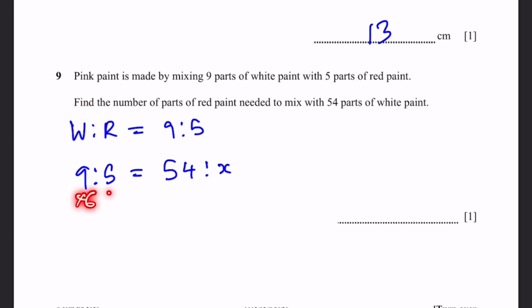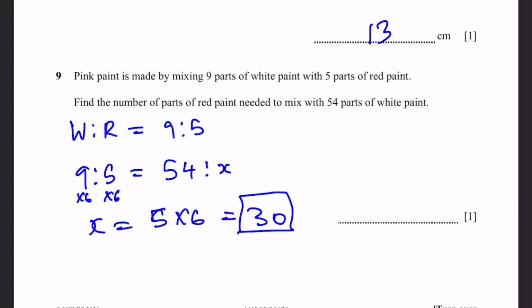If you multiply both by 6, we get 54 when we multiply 9 by 6, and 5 by 6 we get the other value on the other side of the ratio. So x is equal to 5 times 6. We need to multiply both sides by 6 to get the ratio, and that'll be 30 parts of red paint. That's the answer.